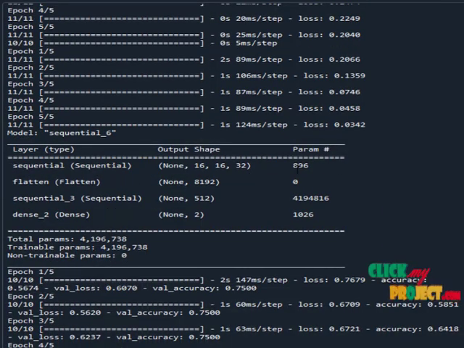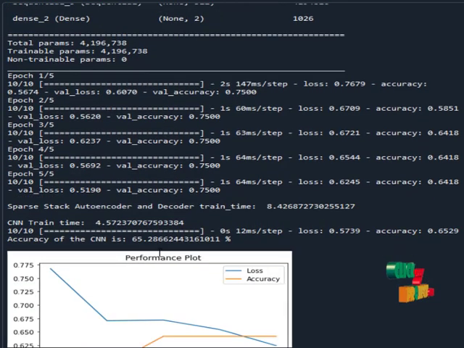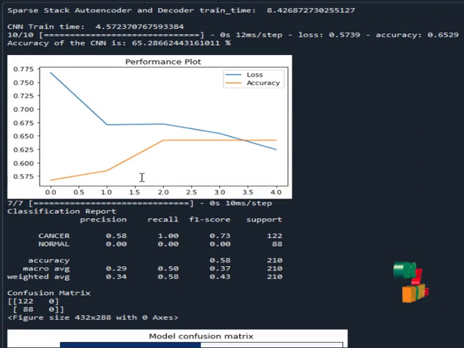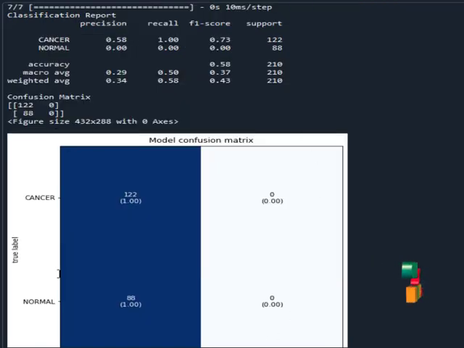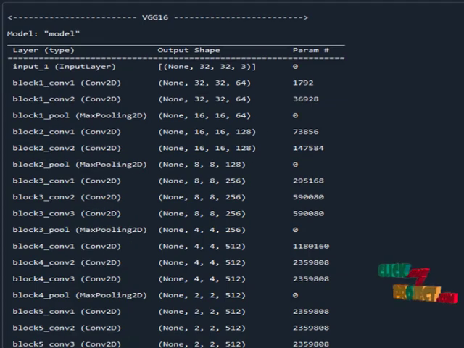After that we are going to summarize the sparse autoencoder decoder, and then we are going to check the total number of trainable parameters and the total number of non-trainable parameters. This is the running time taken to train our model, and then this is the accuracy of the CNN, and then this is the performance graph between the loss and accuracy. And then there is a classification report for the sparse autoencoder and the decoder, and then the confusion matrix.